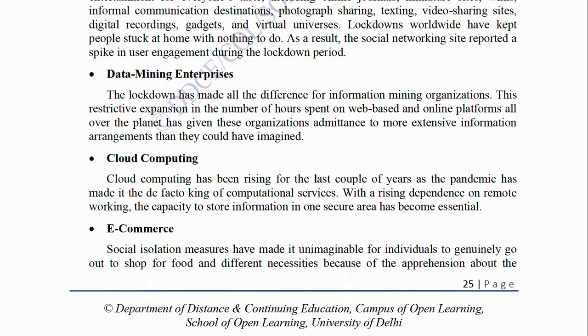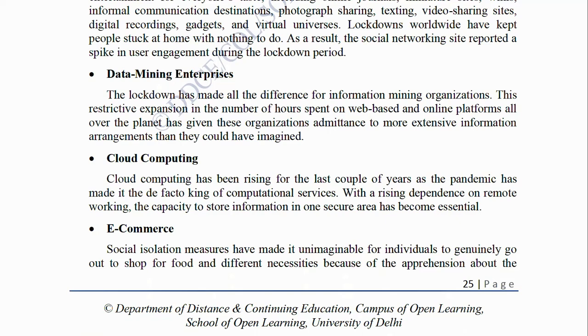Cloud computing has been rising for the last couple of years as the pandemic has made it the de facto king of computational services. With a rising dependence on remote working, the capacity to store information in one secure area has become essential. Next point is e-commerce.